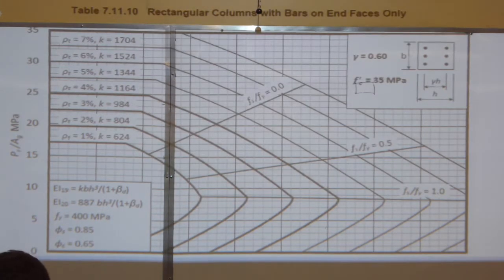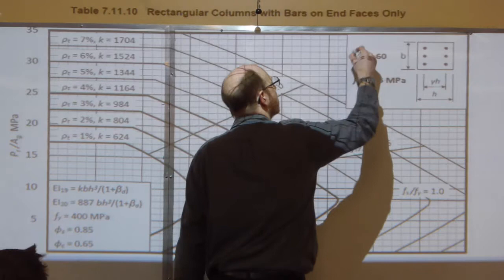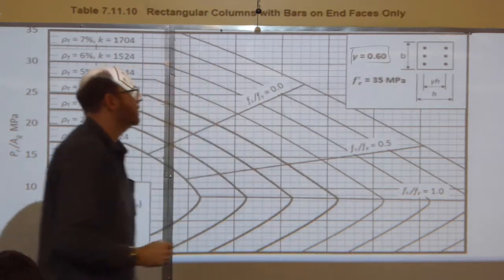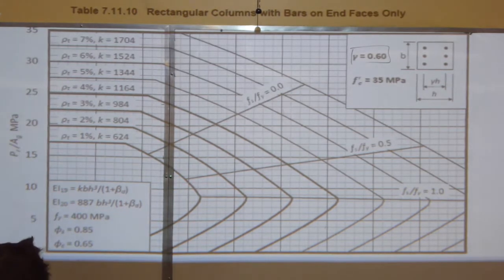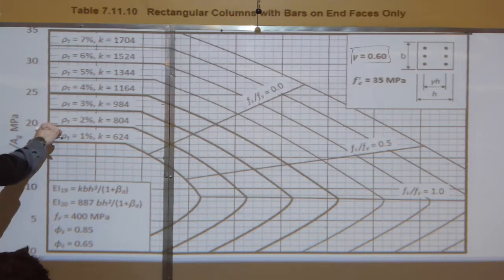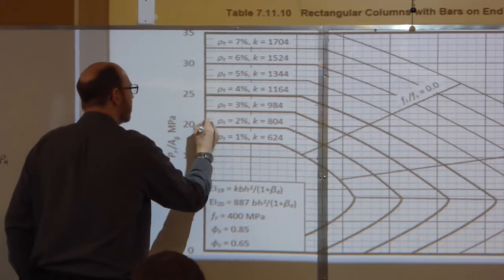Again, rounding down gamma is conservative. So we're using a gamma of 0.6. There's our 35 MPa in here, and we've plotted 2 points here. We've plotted 20.4. So here's 20 right here, and then 21, 22, 23, 24, 25. So 20.4 is coming out about there.